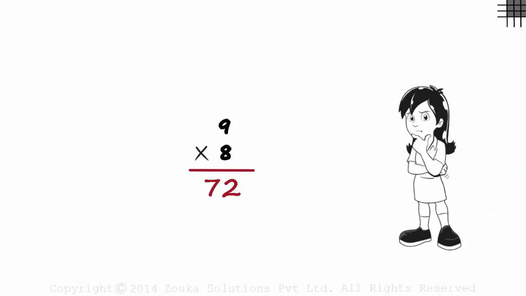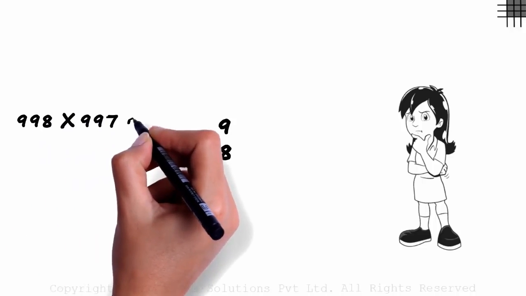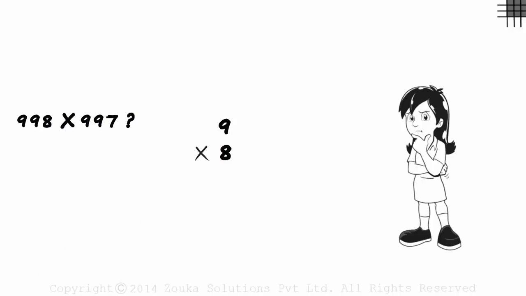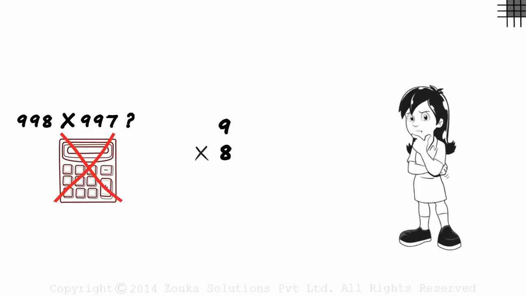Well, let me put it this way. Understanding this technique will help us solve problems like 998 times 997 in about 5 seconds. Yes, without a calculator. You don't believe me, do you? Give me around 2 minutes to change your opinion.